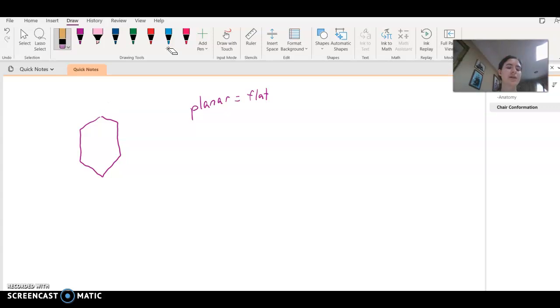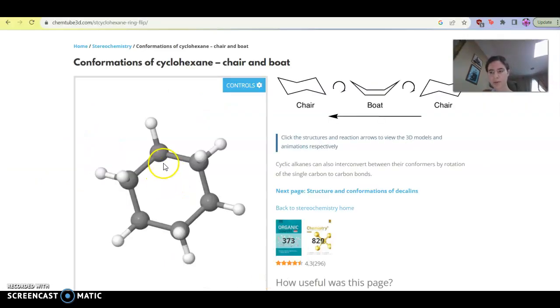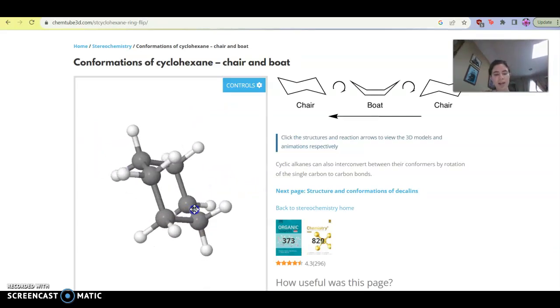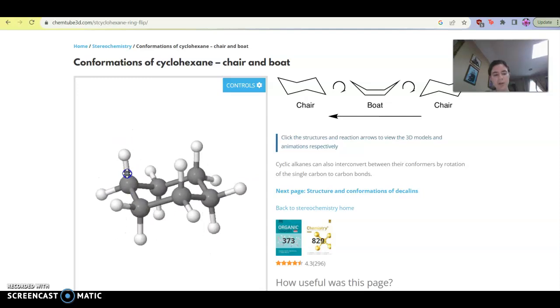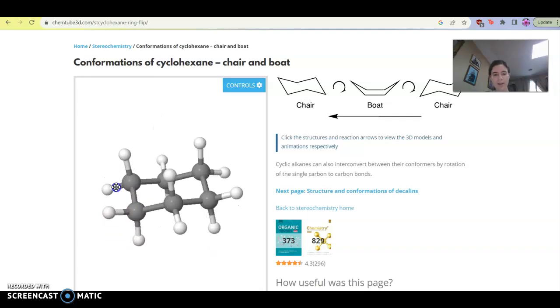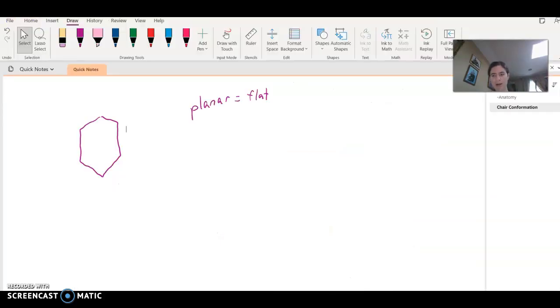And how is it going to bend? Well, I have a 3D image here to help. This is what we're used to seeing, the classic cyclohexane. And during a chair conformation, you're kind of going to take that and flip it. See how it's flat, and then you turn it sideways, and it's actually not flat anymore. It's kind of bent. This side is kind of pointing up, and this side is pointing down. So we're going to figure out how to transform that.